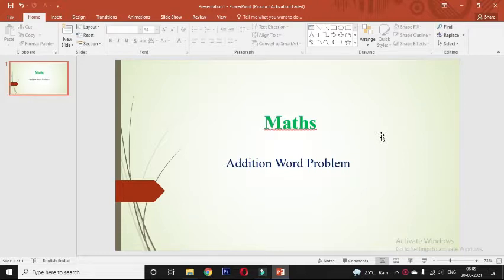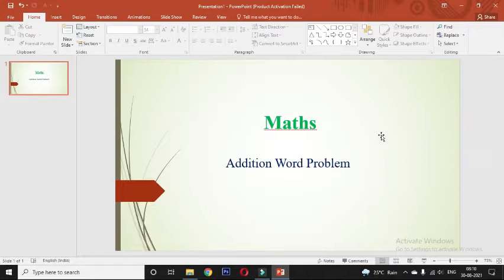Okay? So children, what is this addition word problem? What is the meaning of this? It is a few sentences describing a real life scenario where a problem needs to be solved by way of a mathematical calculation. Okay, so children, what is addition word problem? Addition word problem is a few sentences describing a real life scenario where a problem needs to be solved by way of a mathematical calculation.